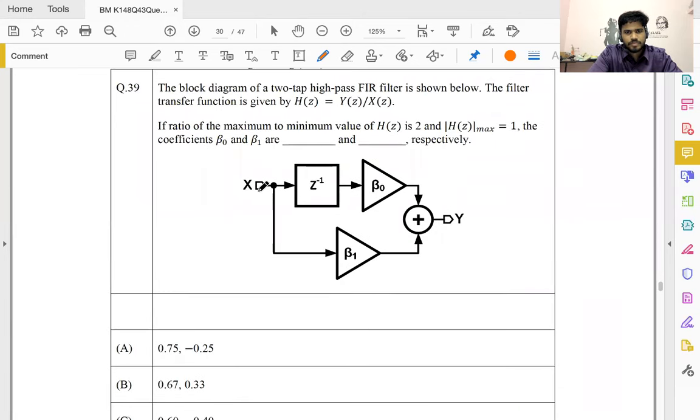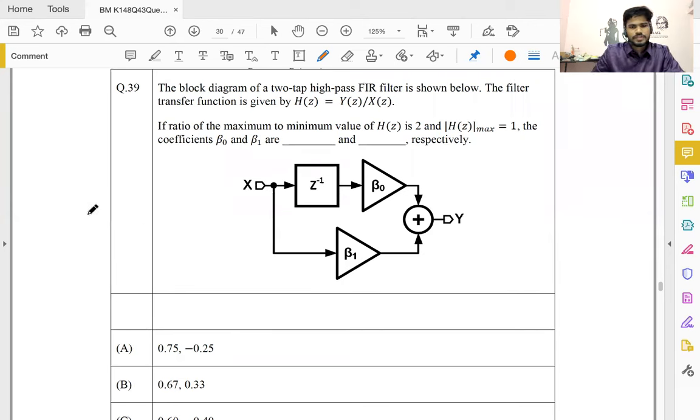Block diagram of a 2-tap filter. Last time they troubled us with an infinite tap FIR filter. This time they troubled us with a 2-tap high pass filter. Did anyone solve this or figure it out by now? Just to have some contrast and flavor in the discussion.